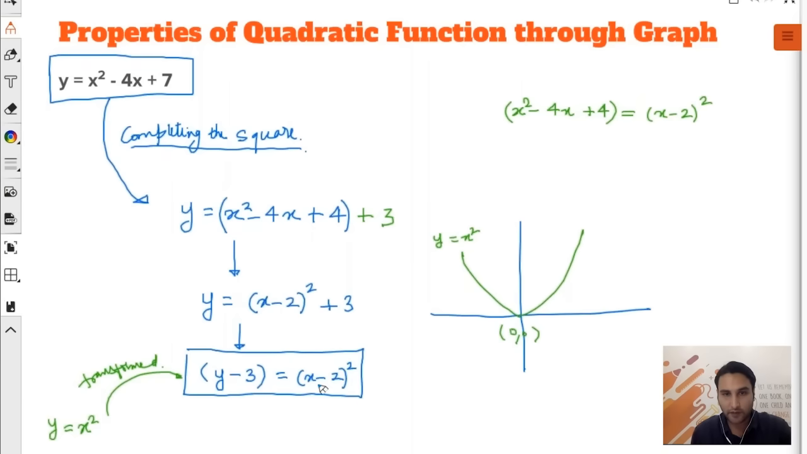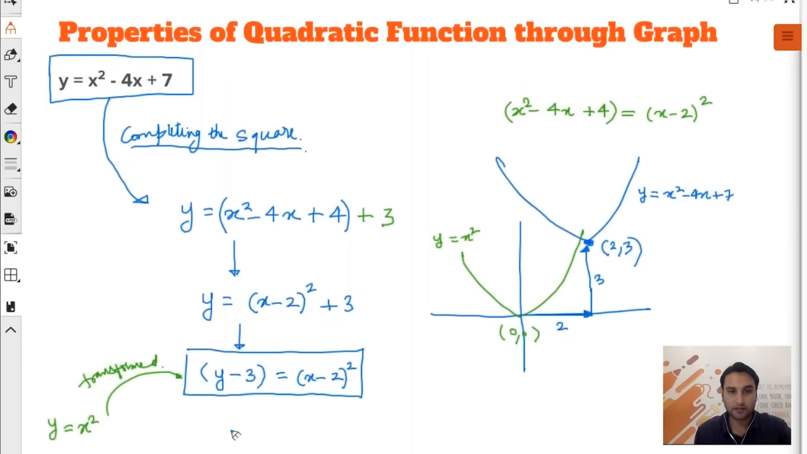Where? Because of x minus 2, the graph will shift towards right by 2. Because of y minus 3, the graph will shift up by 3. I'm not making it to scale, just a depictive graph. So actually my graph should look like this. Whose graph? The required equation. Where is the vertex shifted? The vertex has been shifted to 2, 3.